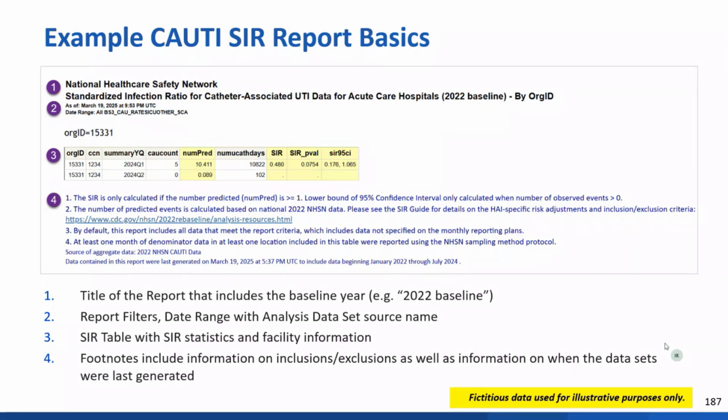The heart of this report is the SIR table, which displays the SIR statistics along with facility level information. This includes observed and predicted infection counts, number of catheter days, the SIR value, the SIR p-value, and the confidence intervals. At the bottom, the footnotes section provides critical context.